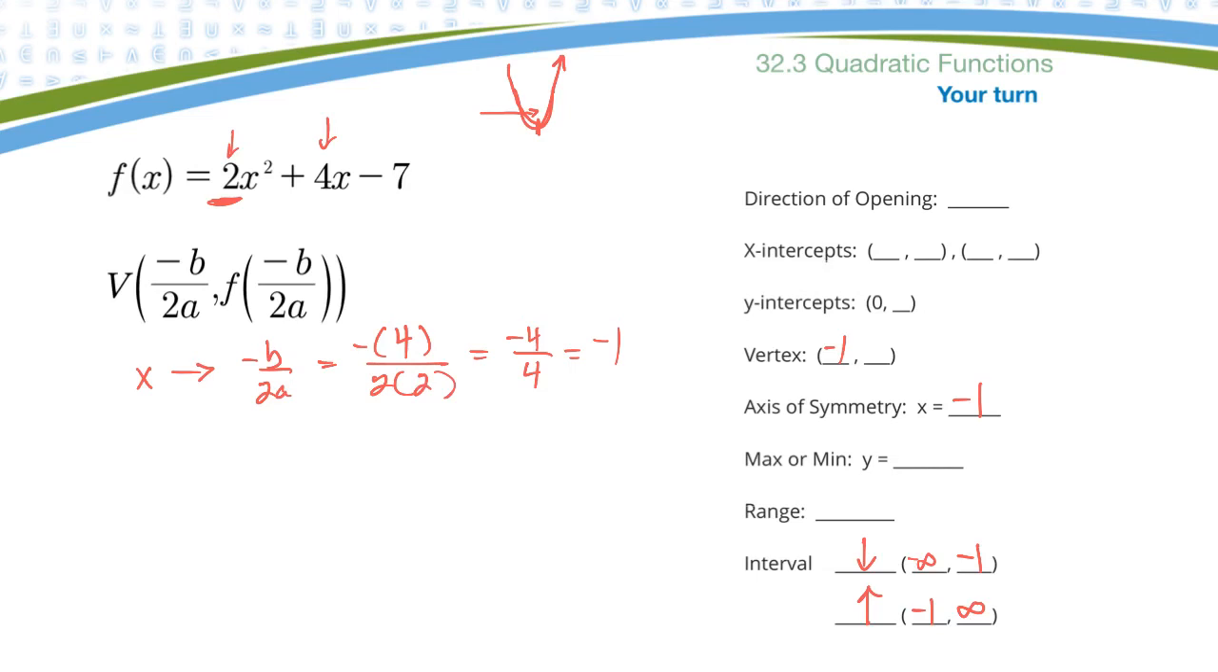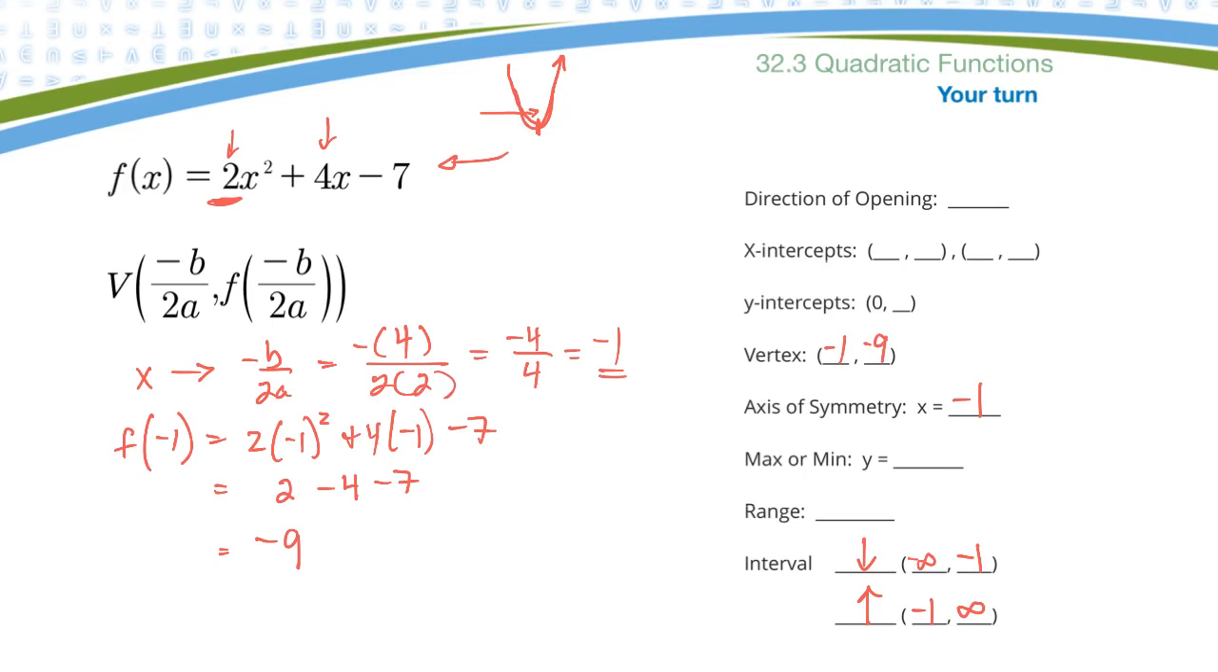Now to figure out the y-coordinate of the vertex, I found the value of the function when I plug in what I just got into this equation up here. So it'll be 2 times negative 1 squared plus 4 times negative 1 minus 7. Negative 1 squared is positive 1 times 2 is 2. 4 times negative 1 would be a negative 4 minus 7. 2 take away 4 is negative 2, minus 7 is a minus 9. So that's the other coordinate of the vertex, minus 9.